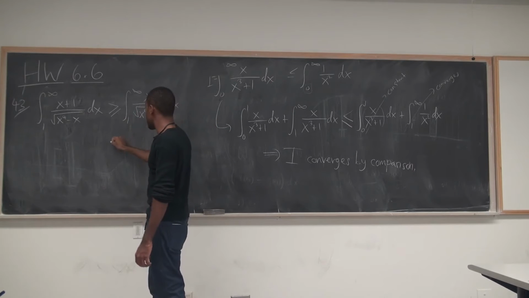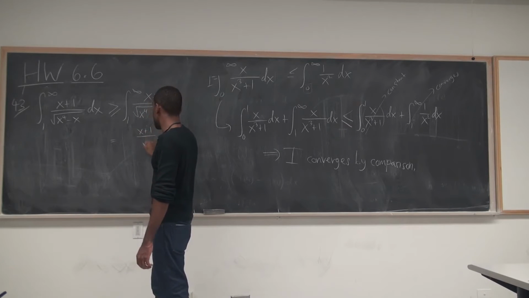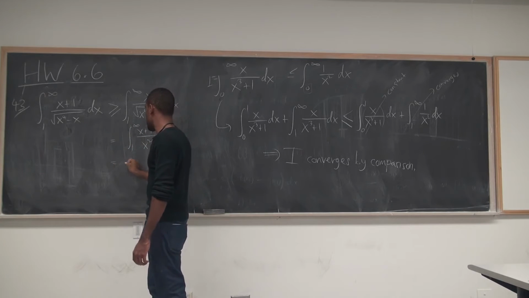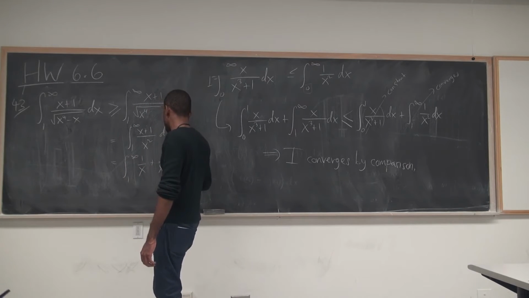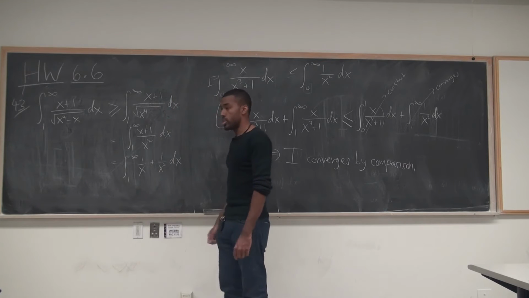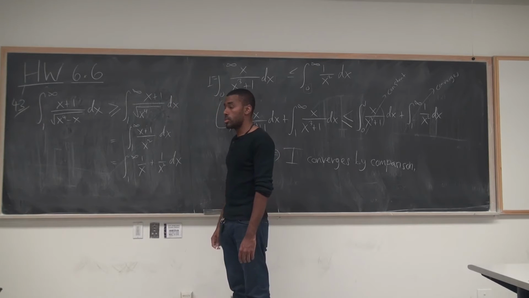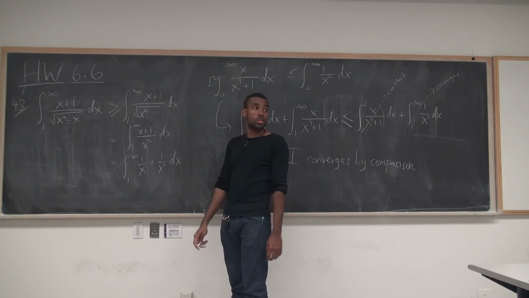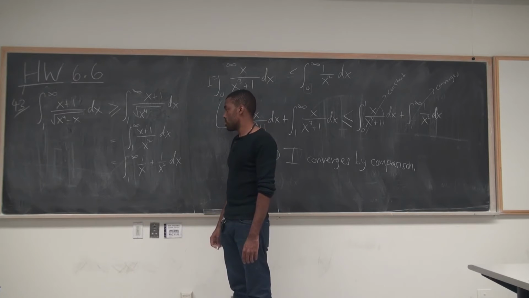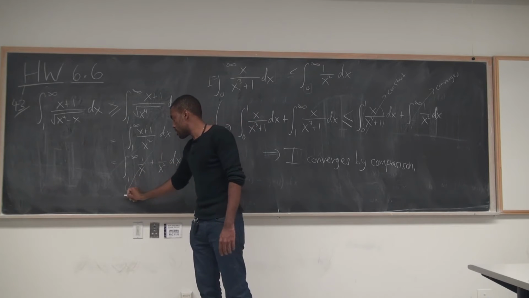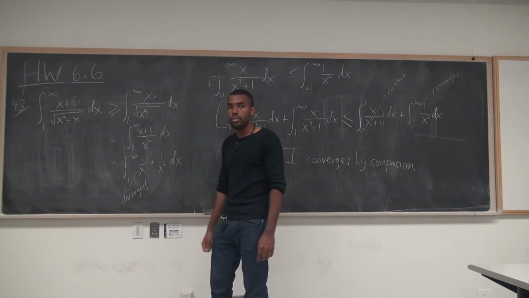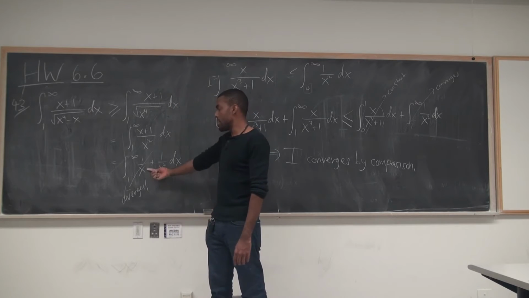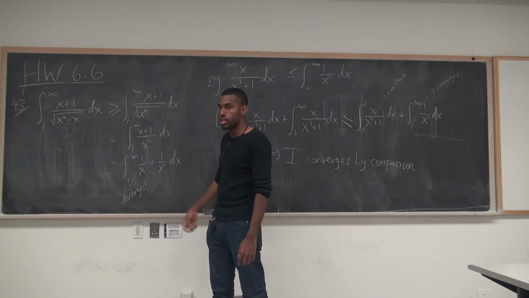Now let's look at this guy. That would just be x plus 1 over x squared. Don't need a u substitution here. Split it. This is just 1 over x plus 1 over x squared. Now what can you say? This guy diverges. 1 over x diverges from 1 to infinity. The integral of that is ln, and ln of infinity is infinity. It's going to blow up.